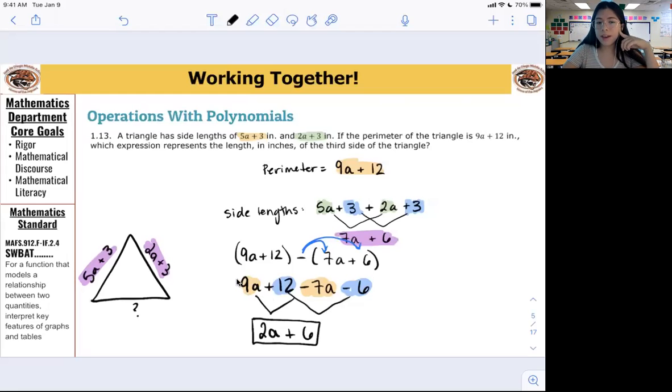So I have 9 A's over here. I have negative 7 A's over there. When I put them together, I only have 2 A's. They're not going to have an exponent because we're not multiplying. We're just adding and subtracting. So that's the big difference. Combining like terms doesn't change the exponent of the numbers. Questions on that?